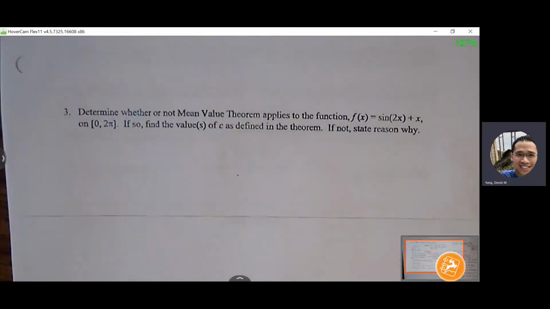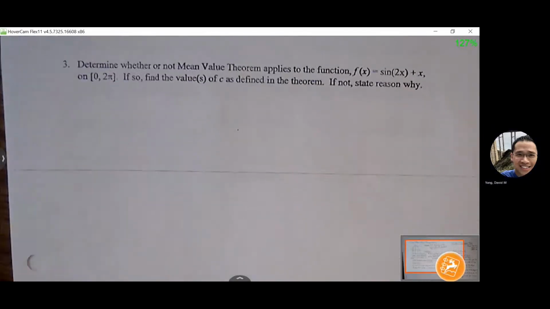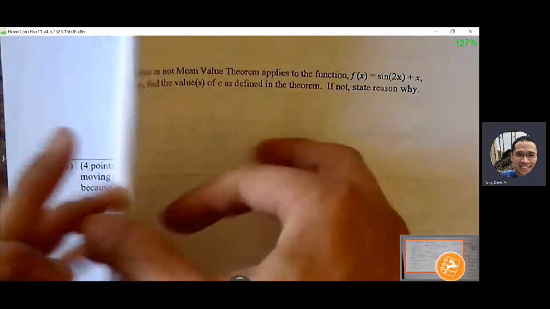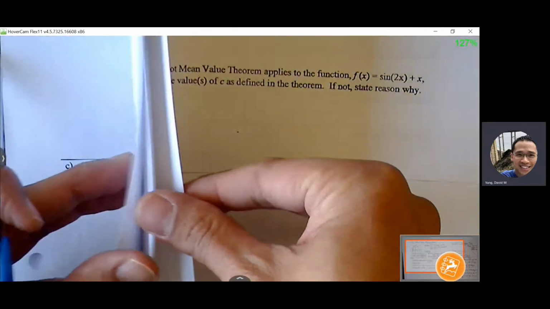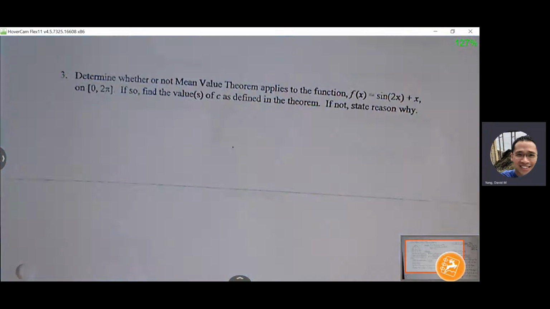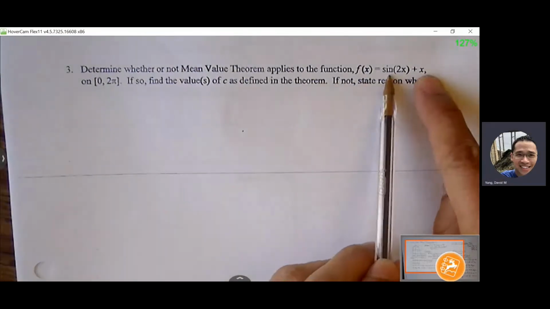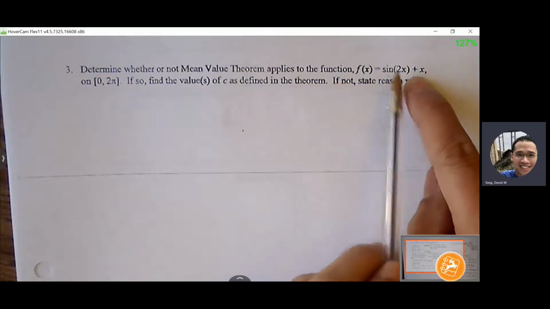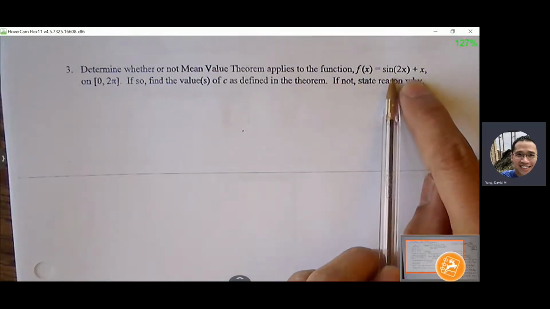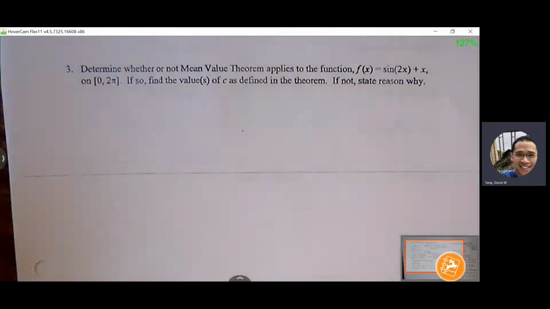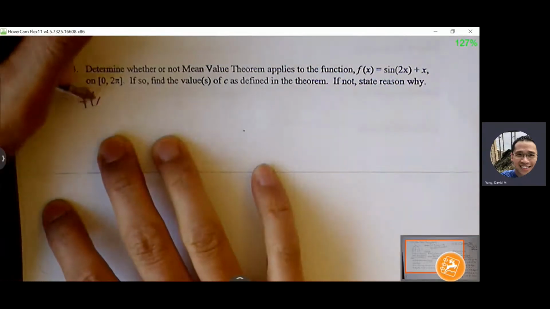Okay, so let's try number 3 here. It says determine whether or not mean value theorem applies to the function f of x equals sine of 2x plus x on the interval from 0 to 2 pi. First thing is we look at that sine of 2x plus x, and we know that that's just a smooth curve, right? Sine graph does not have any vertical asymptote, doesn't have any sharp turns. We can go ahead and write out our conditions, or both our conditions will pass.